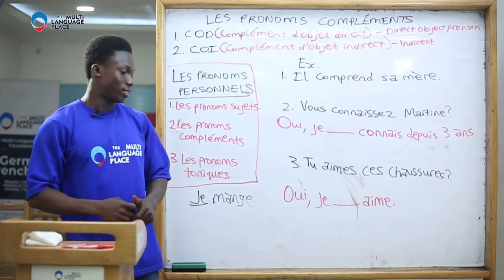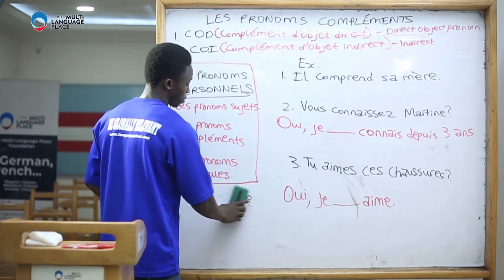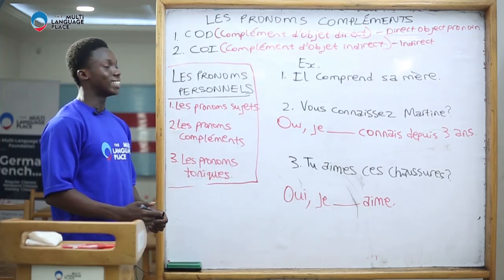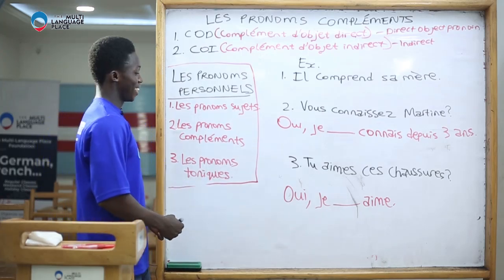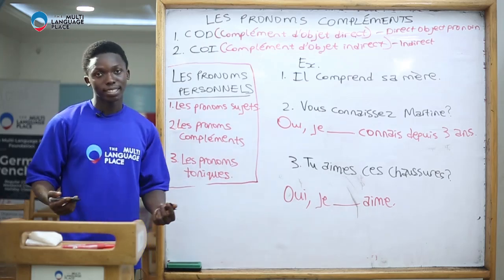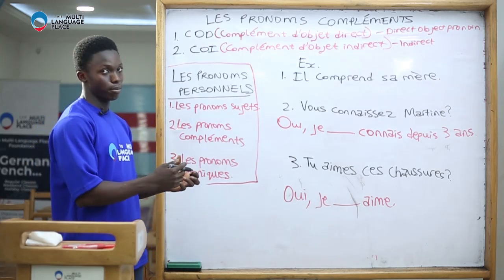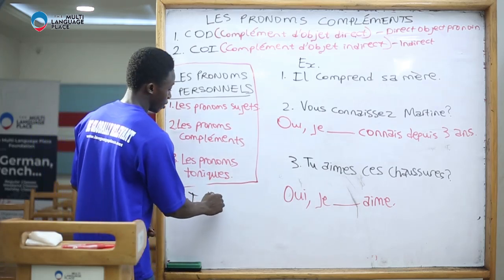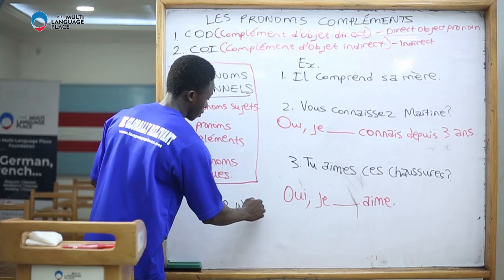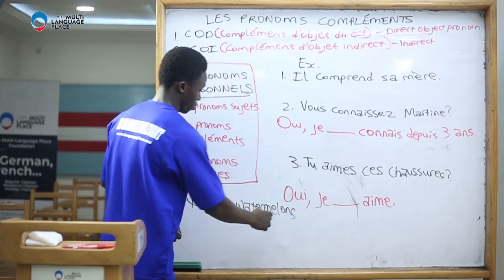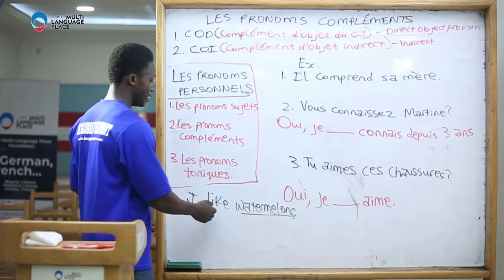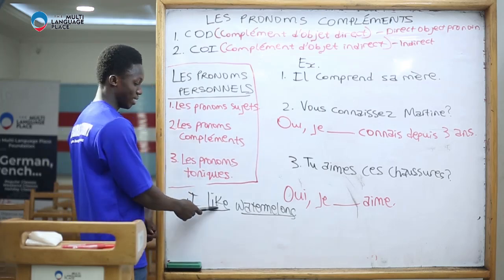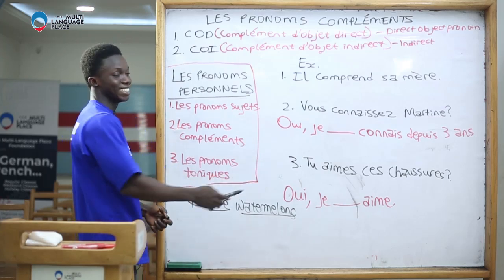What are direct object pronouns? Direct object pronouns are pronouns that you use to replace direct objects. So what are direct objects? Direct objects are objects that are easily linked to the verb. They don't have any medium. For example, if I say, I like watermelons. Watermelons is a direct object and this is the verb. No medium, nothing in between. This is being acted upon by this. What do I like? Watermelons. This is a direct object.